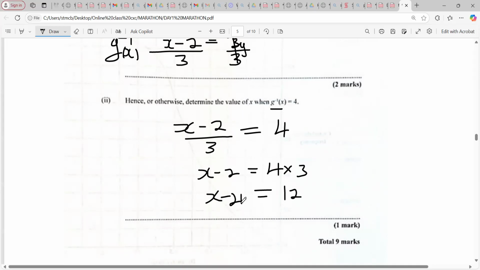And we can check to see if our answer actually makes sense. So x equals 14. What we are saying is, if you plug 14 into the inverse of x, which is this, it's supposed to give you 4. Yes, it comes back, because 14 take away 2 is 12, and 3 into 12 is 4.